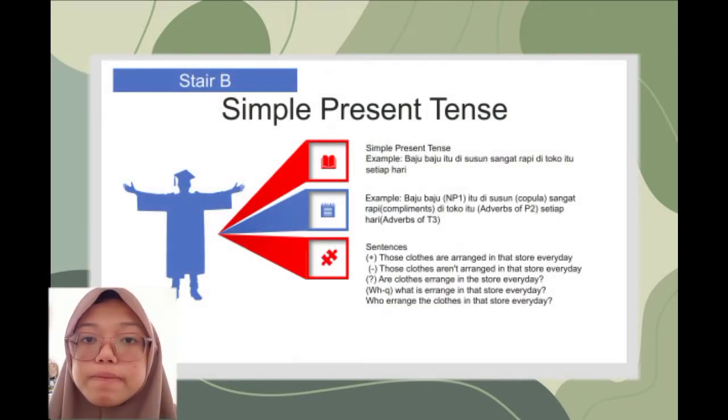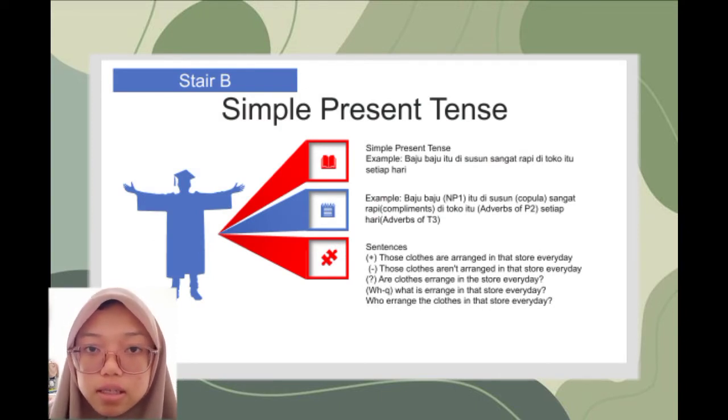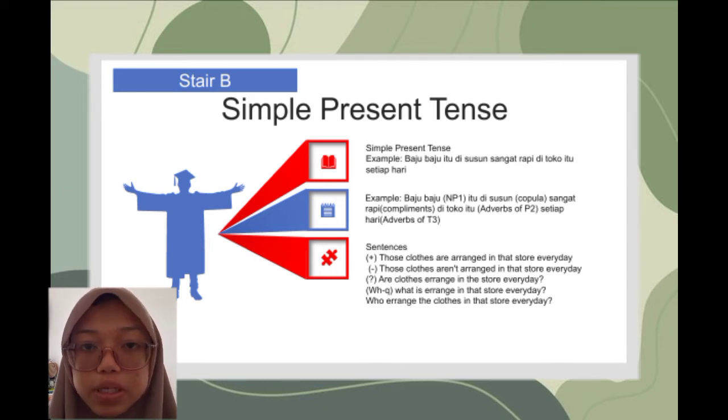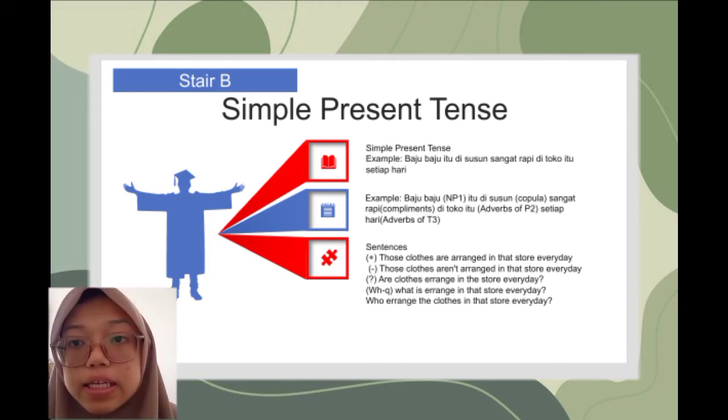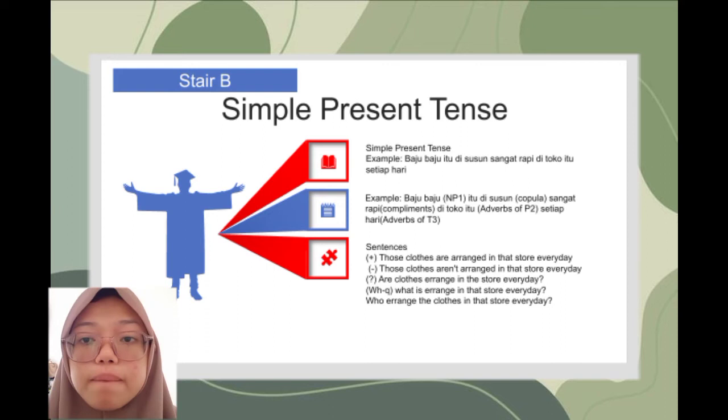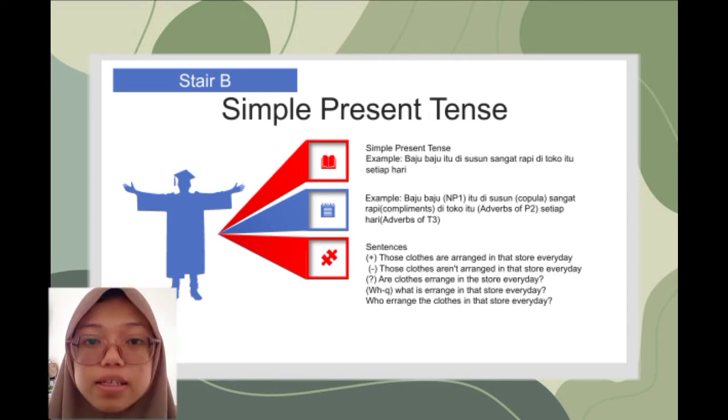B. Simple present tense. Example, baju-baju itu disusun sangat rapi di toko itu setiap hari. For example, baju-baju and P1, itu disusun copula, sangat rapi complete, di toko adverb of P2, setiap hari adverb of time 3.